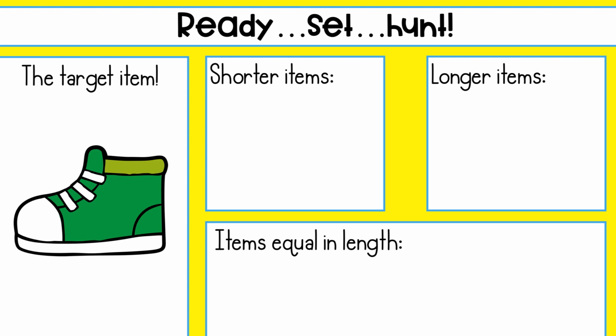Now your target item is a shoe. So go and find something that is shorter than your shoe, longer than your shoe, and something that is equal, the same as your shoe. Press pause, go and do that, and then come back and press play and we'll move on to the next one.